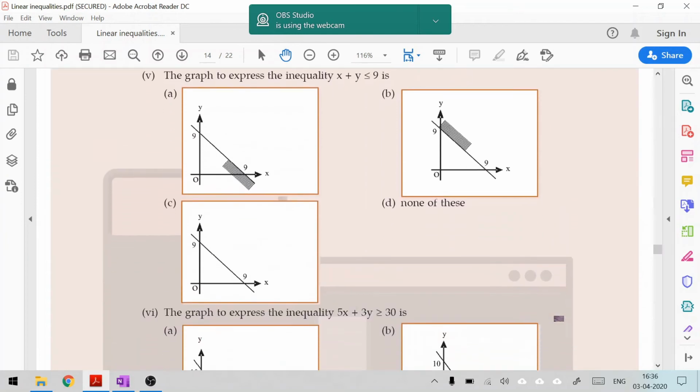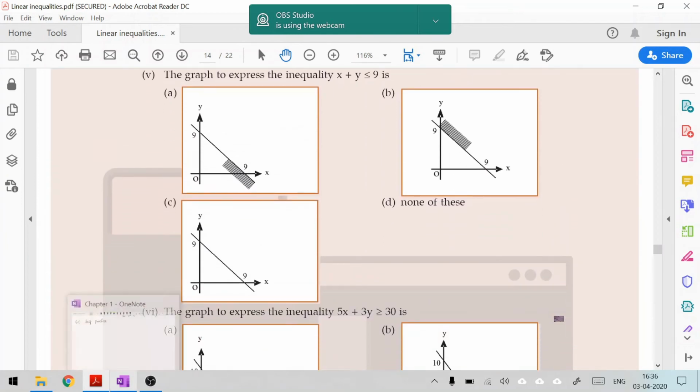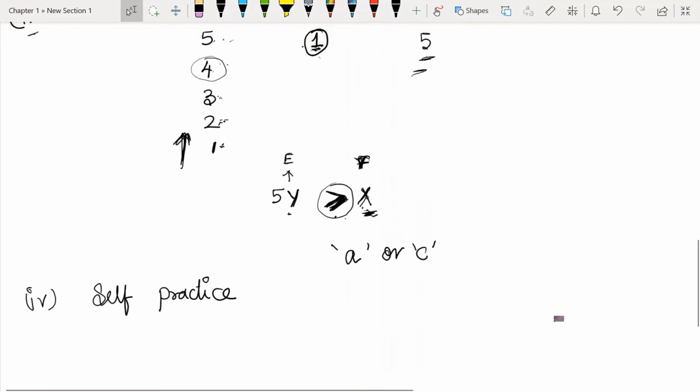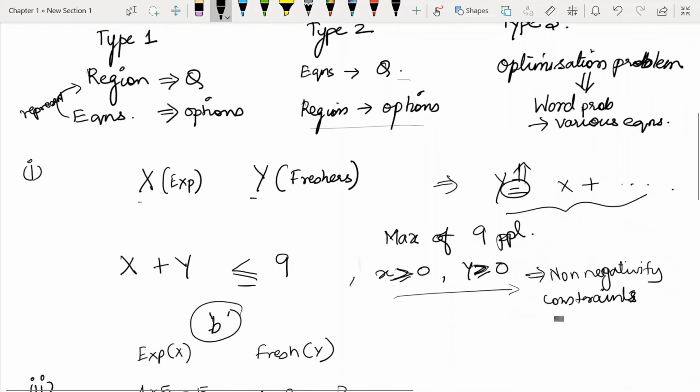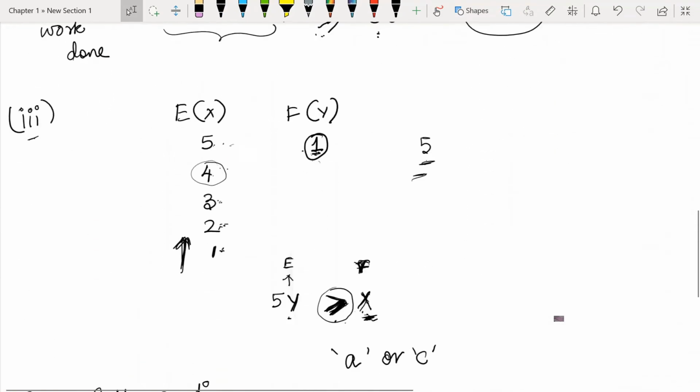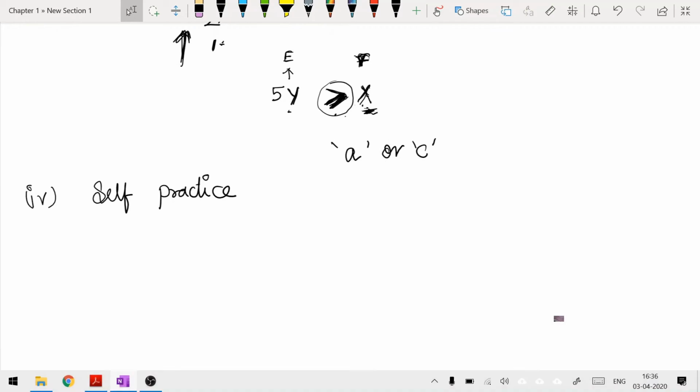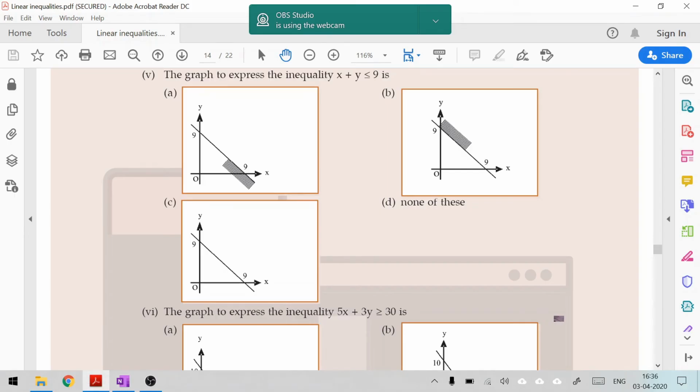This is the type of question that I was talking about, where the equation is given in the question and the region is given in the options. I'll do this type 2 question and then we can move on to the next. Type 2 is part 4. Look at this option. Look at the equation: x plus y is less than or equal to 9.